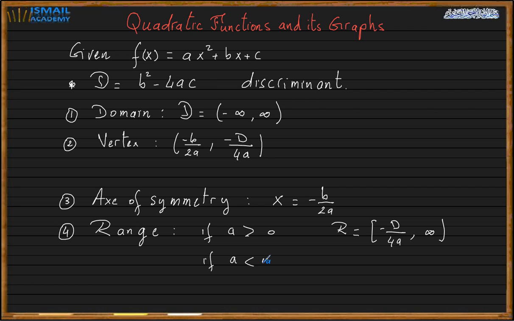And on cavities, we already defined that if a is less than 0, the graph is concave down, and if a is greater than 0, it is concave up.